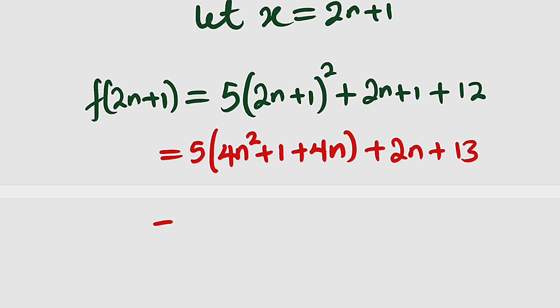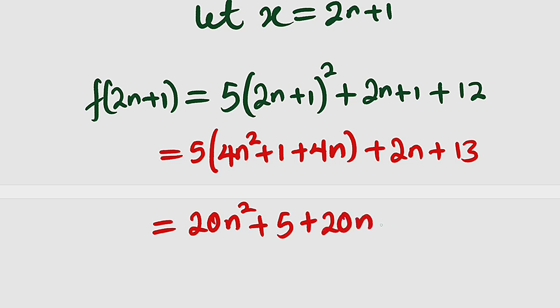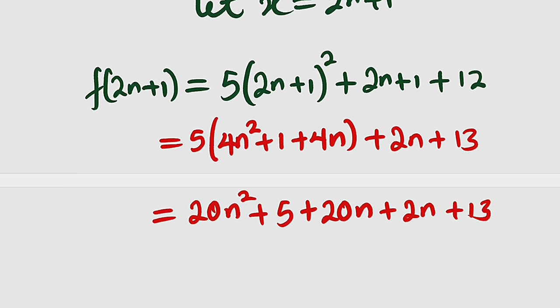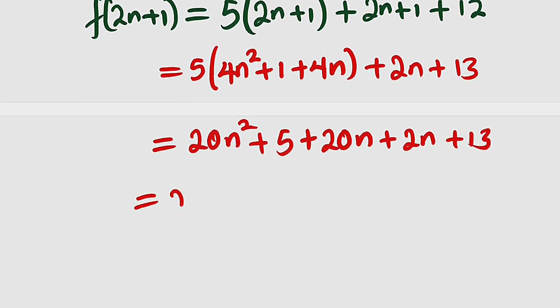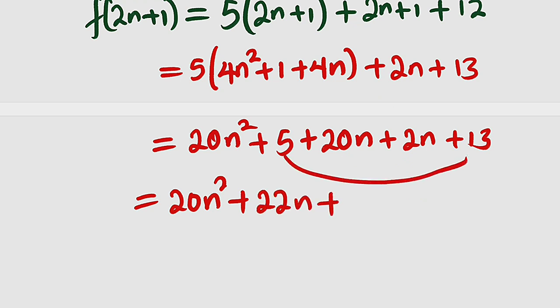Let us expand this. 5 times 4n squared is 20n squared. 5 times 1 is 5. 5 times 4n is 20n. Then we have plus 2n plus 13. Let us collect the like terms. This is 20n squared, and 20n plus 2n gives us 22n. 22n, plus 5 plus 13 is 18.